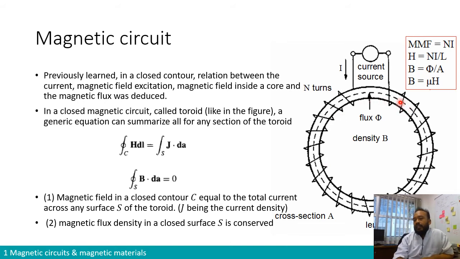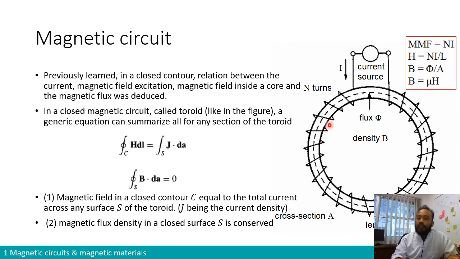So the core material, the magnetic field inside the core material, we call it B. And B in relation to H is basically proportional with a constant of mu. So B equals mu H. What is mu? As we mentioned last time, mu is basically the permeability of the material. So in this case, it is the core.